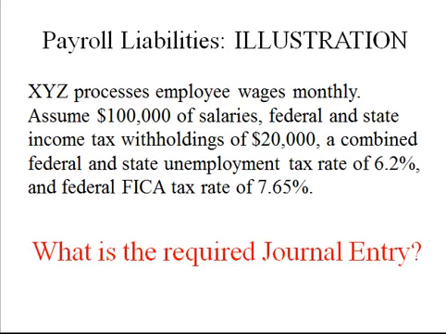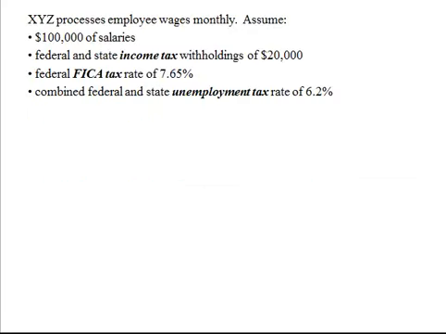Let's look at an illustration. Let's assume XYZ processes employee wages monthly. Assume $100,000 of salaries. They withhold on behalf of their employees federal and state income tax in the amount of $20,000, and assume the employer faces a combined federal and state unemployment tax rate of 6.2% and the federal Social Security and Medicare tax of 7.65%. What is the required journal entry? The $100,000 we will debit to salary expense.